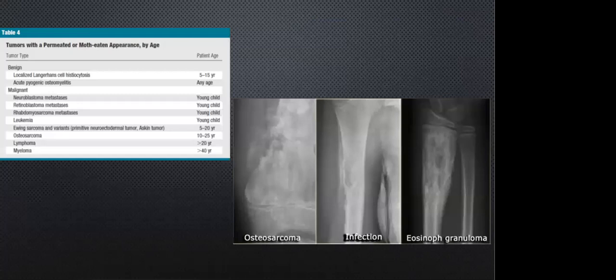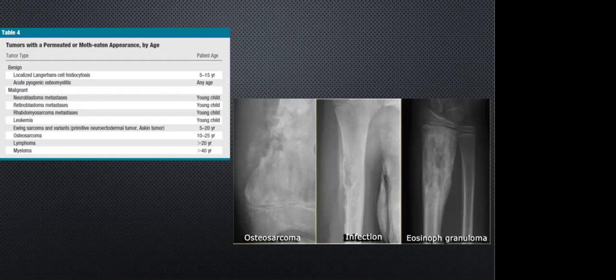So the classification of a lesion is not as important as understanding the radiographic features that make the abnormality look innocuous or aggressive. For example, osteomyelitis and localized Langerhans cell histiocytosis are benign processes that can have an aggressive permeated appearance, and giant cell tumors may look well defined but are locally aggressive, and on rare occasions may even metastasize.